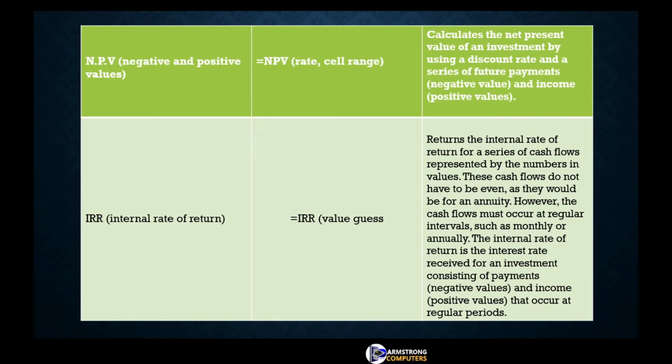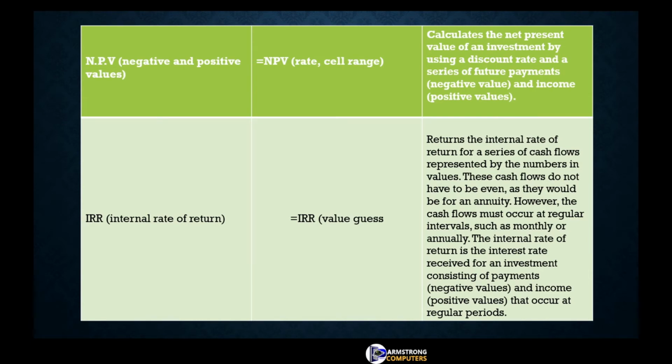Now let's come to the internal rate of return, which is the IRR. The syntax is equal to IRR, into brackets, values, guess. So when do we use this? It says that it returns the interest rate of a series of cash flows represented by numbers in values.